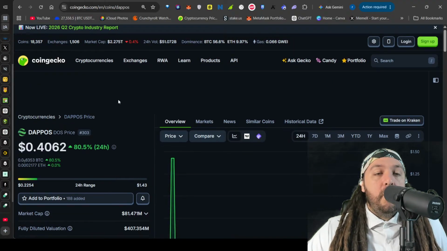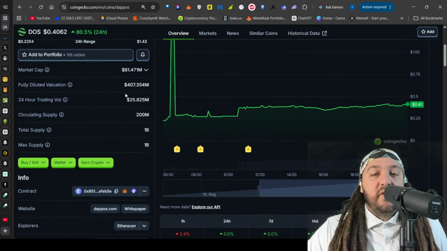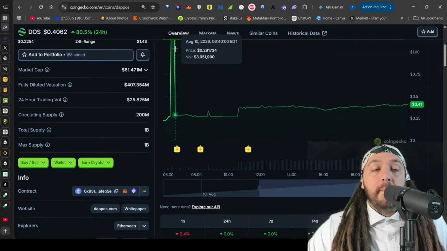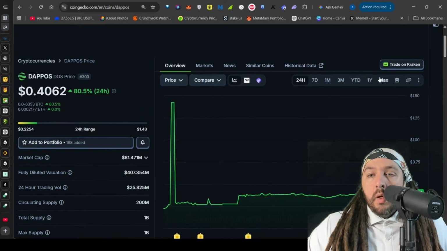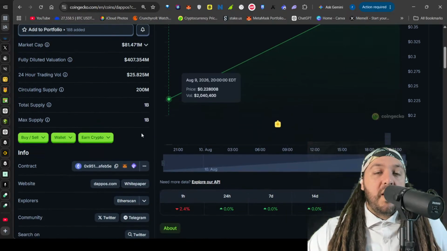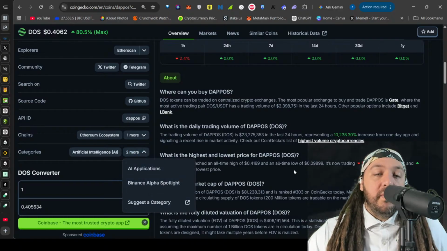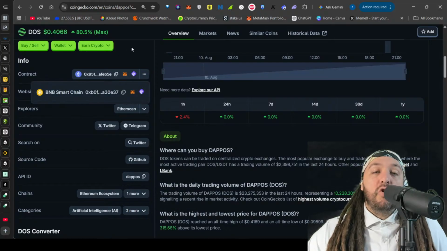All right, so it's at 40 cents. Market cap is 81 million. Tokenomics $1 billion with only 200 million in circulating supply. So that's like 20% in circulating supply. So there you go. Max chart, let's see what that says. Max chart is August 9th. So yesterday this thing came out, but what is it? Artificial intelligence AI application. It's got the Binance Alpha Spotlight. It's a BNB Smart Chain contract.